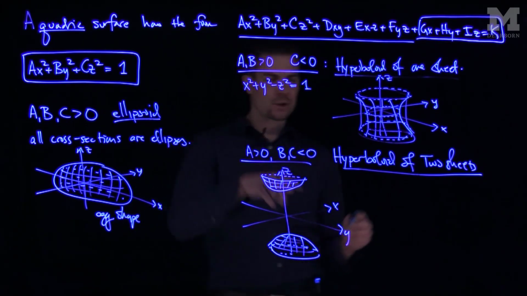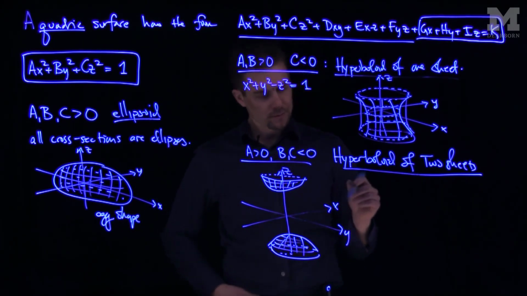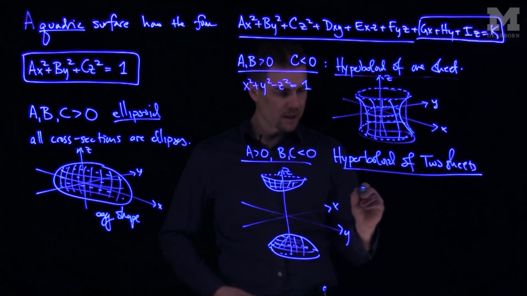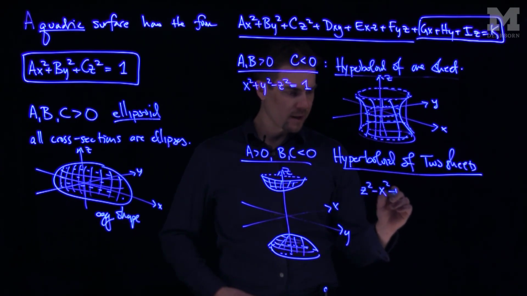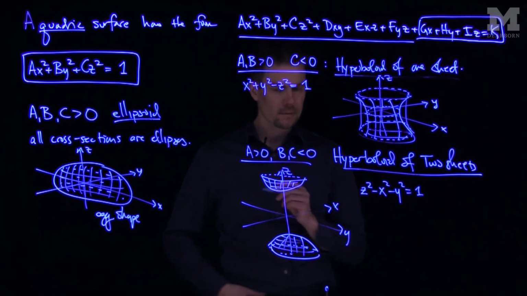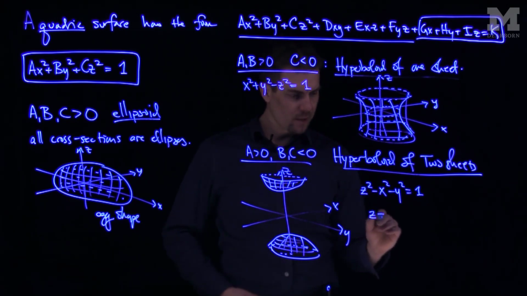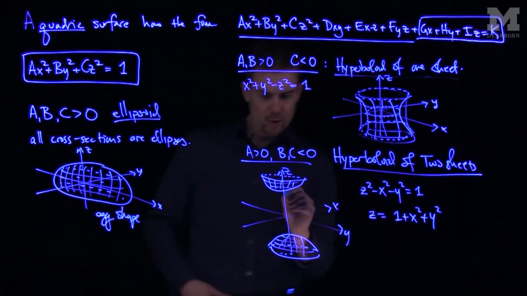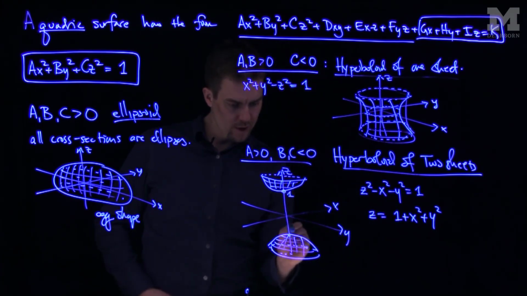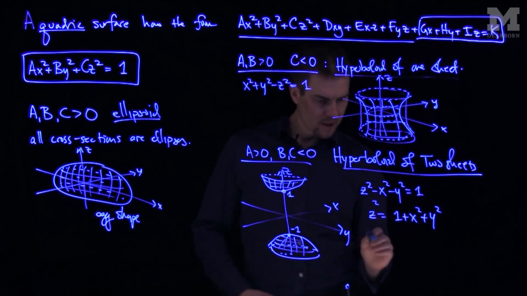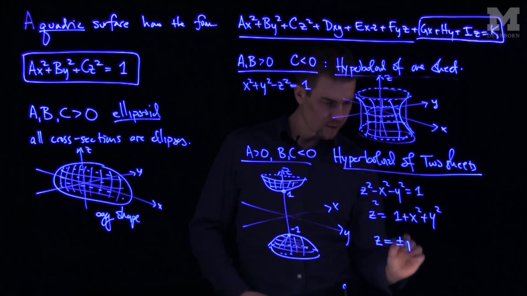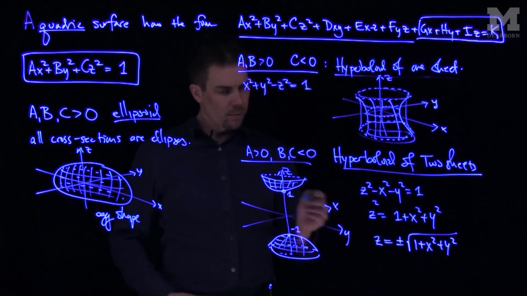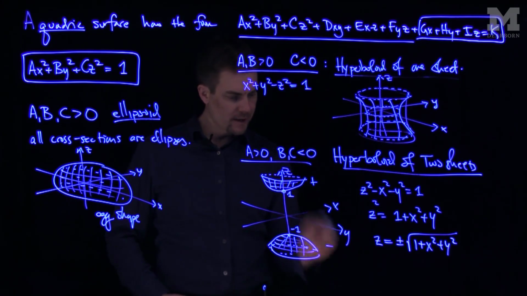So there's going to be a range of z where this does not work. If we look at z squared minus x squared minus y squared is equal to 1, then we see from this that z squared would be equal to 1 plus x squared plus y squared. And that would say that z is plus or minus the square root of 1 plus x squared plus y squared. And so the plus is going to be the top branch, and the minus is going to be the bottom branch.